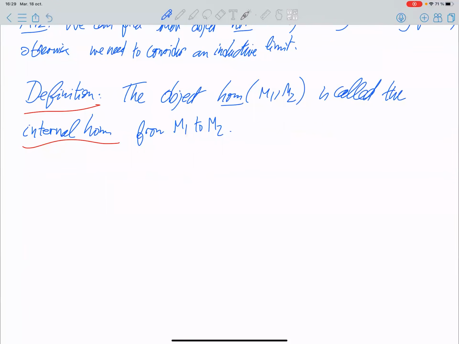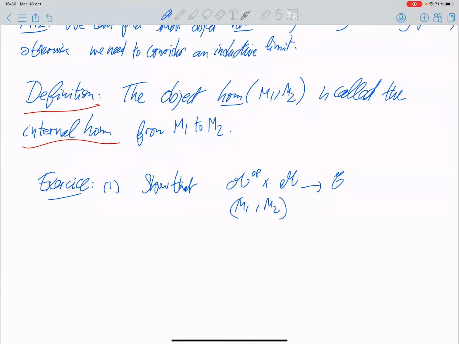Now, an exercise about this Hom. First point, show that the functor, the map from the opposite of C to C, (M1, M2), is a bifunctor. You have to show that this is a bifunctor.